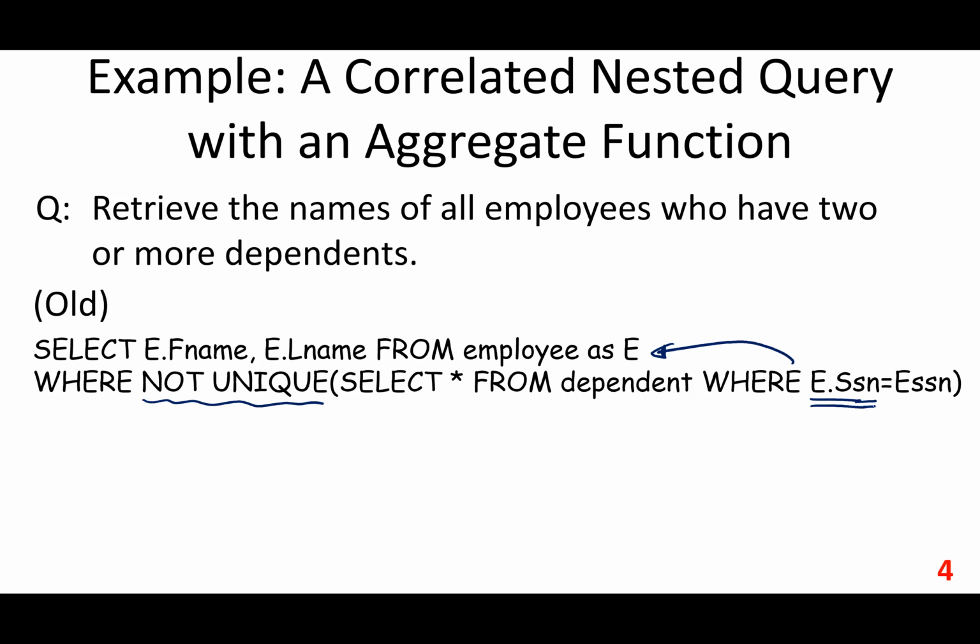Okay, so you can imagine this E.SSN is fixed. When you work on the inner query, you fix this E.SSN. So you go through all the tuples in the dependent table, looking at the E.SSN. When you do the comparison, you fix that E.SSN from the outer table. That's the way you understand this correlated nested query.